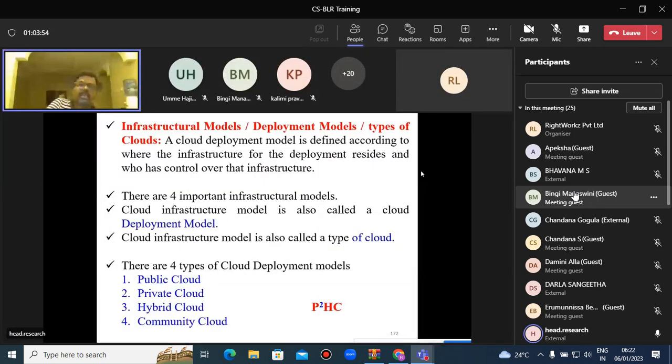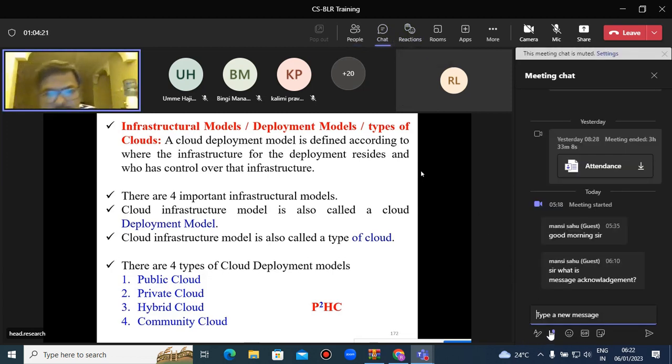A cloud deployment model is defined according to where the infrastructure for the deployment resides and who has control over the infrastructure. That is called infrastructure models. There are 4 important infrastructural models. Cloud infrastructure models are also called cloud deployment models, or types of cloud.